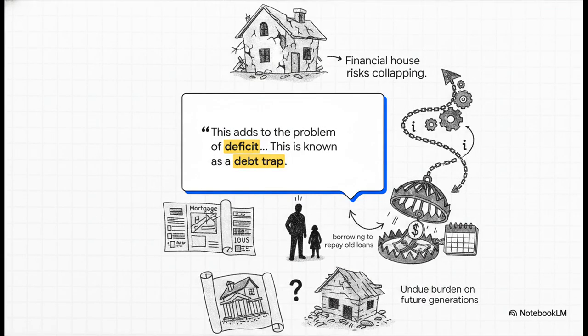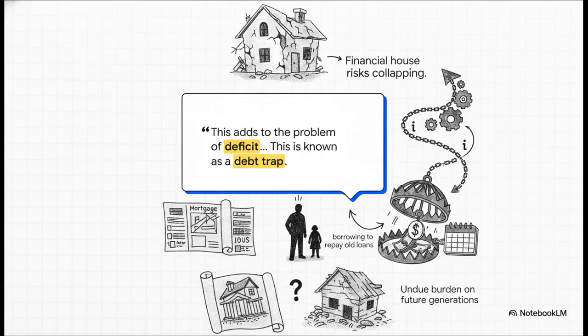If we fail to manage these structural deficits, especially the fiscal deficit, our financial house seriously risks collapsing. The government borrows to meet the deficit, which increases future liabilities through interest payments, which in turn leads to more borrowing just to repay the old loans. As our source material chillingly notes, this creates an undue burden on future generations and triggers what is known as a debt trap. So I'm going to leave you with this final thought.